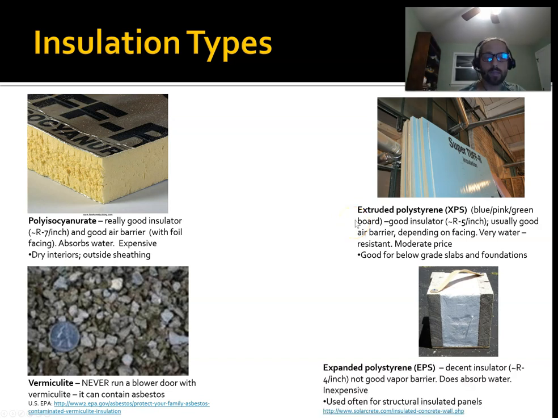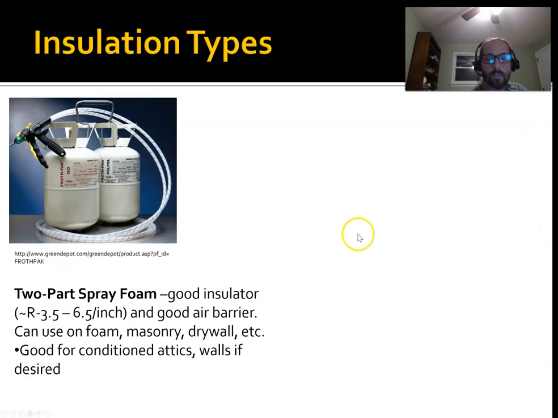And then you have your expanded polystyrene, or EPS. So this is XPS, extruded. Expanded is EPS. It's basically styrofoam. Not a good vapor barrier. It does absorb water, but it's really, really, really cheap. We don't use it that much as a retrofit, but it is used in structural insulated panels.